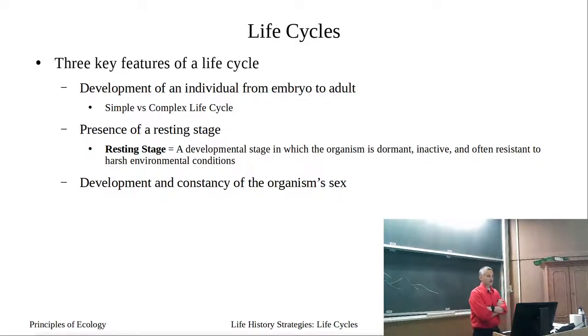And then the third aspect of our life cycle is development and constancy of an organism's sex. So this would be for our dioecious organisms, where we need both male and female, and they get together and mate to produce their offspring. Once we become one sex, or if we are genetically one sex, do we stay that? Or do we switch at some point in time? So those are the three features of our life cycles that we're going to talk about.